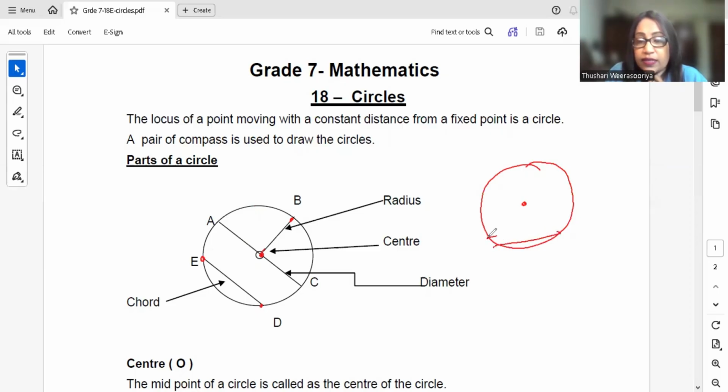I'll draw a chord. Another, how many chords can we draw? Infinity number of chords we can draw for a circle, right? At a certain time, it goes through the center. Again, now look at this, very small, then a little bit bigger. Now getting smaller, smaller, like that. The biggest chord has a special name that is called diameter.